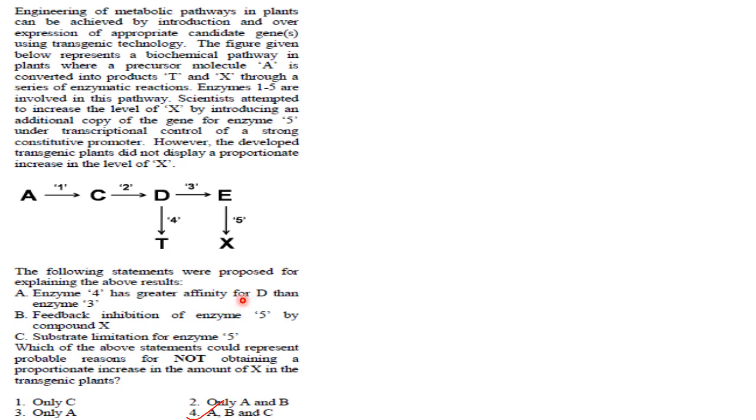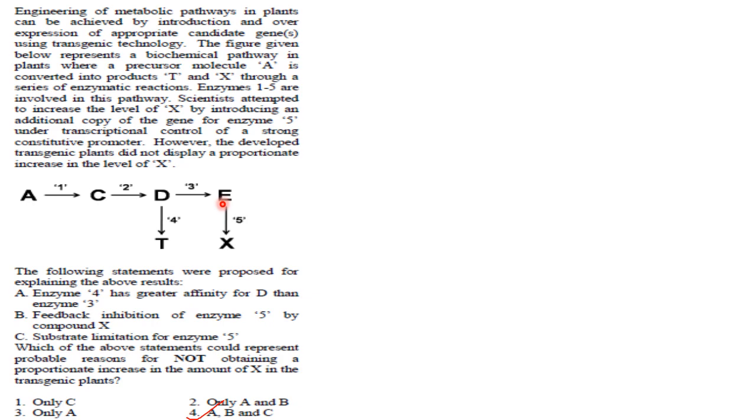Enzyme 4 has greater affinity for D than enzyme 3. That may be one of the reasons. Why? Because enzyme 4 has greater affinity for D, so it will convert more D into T and only a little will be converted into E by enzyme 3. So it will convert D to T instead of E. That may be one reason.